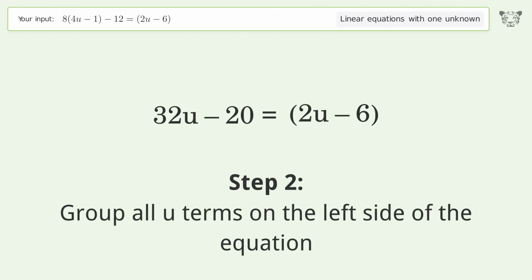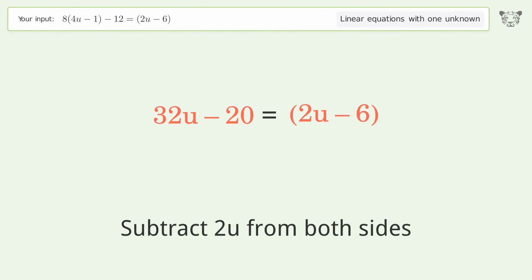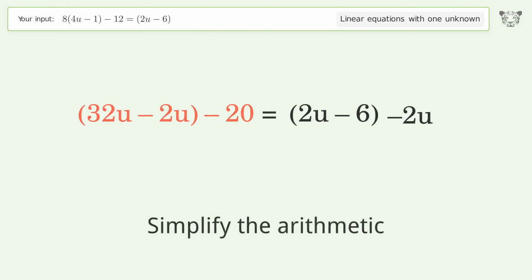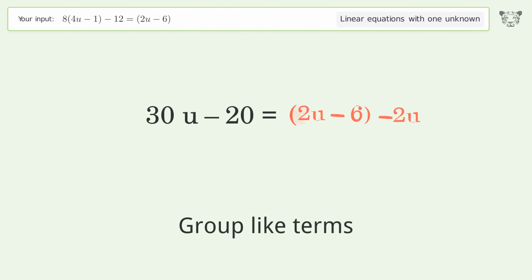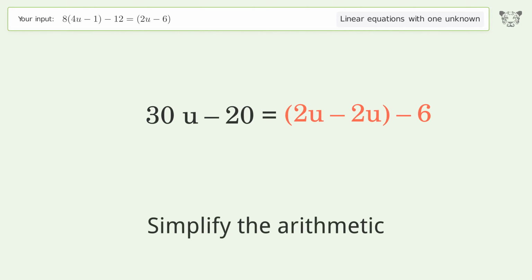Group all u terms on the left side of the equation. Subtract 2u from both sides. Group like terms. Simplify the arithmetic. Group like terms. Simplify the arithmetic.